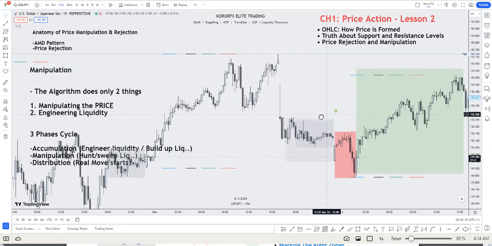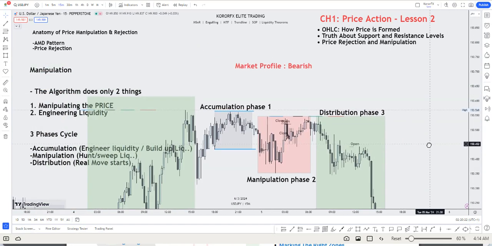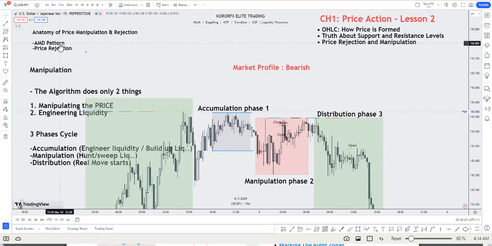So anyway, guys, I think this video covered what the AMD pattern is, because we have learned all about the AMD pattern. Then in the next video, I will explain more about the price rejection, and I wish you the best.